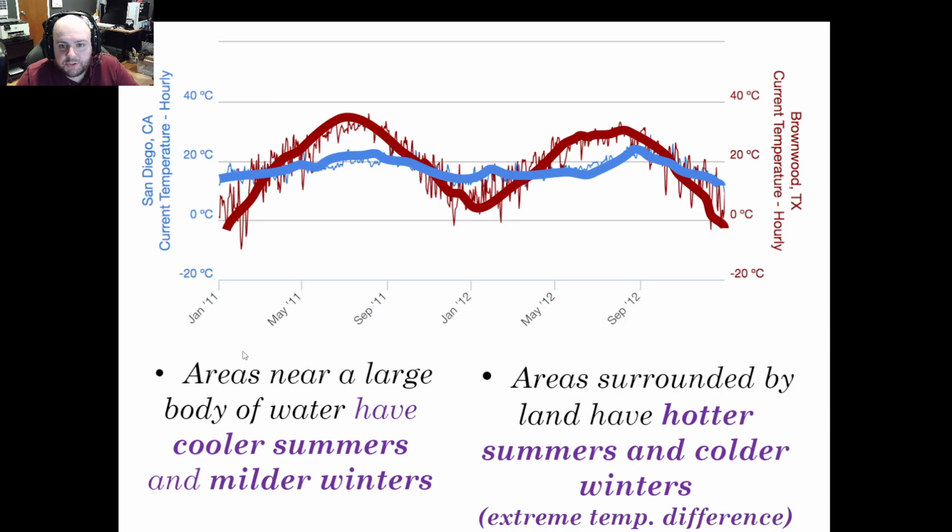All right, so if you didn't already write in your notes, here's this written out for you. Areas near a large body of water have cooler summers and milder winters. Areas surrounded by land have hotter summers and colder winters, an extreme temperature difference. Make sure you have all that written down.